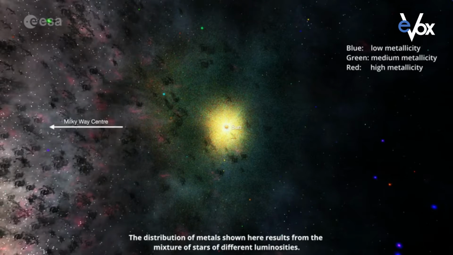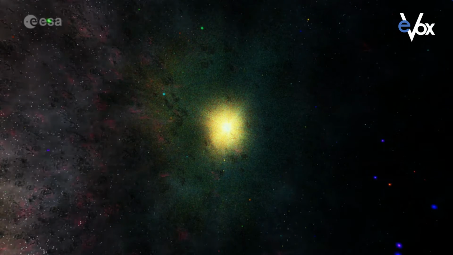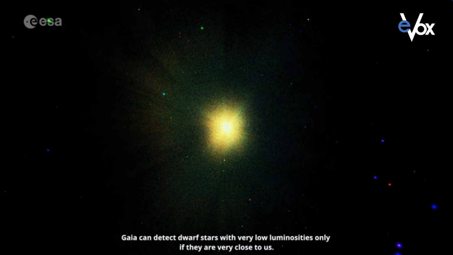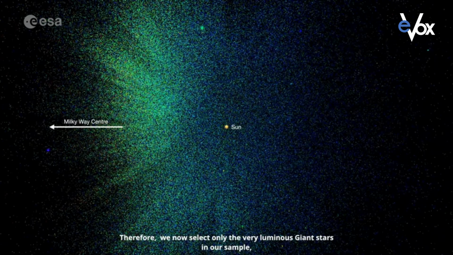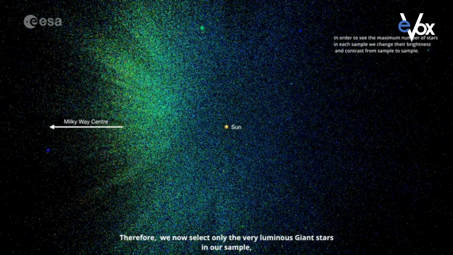The distribution of metals shown here results from the mixture of stars of different luminosities. Gaia can detect dwarf stars with very low luminosities only if they're very close to us. Therefore, we now select only the very luminous giant stars in our sample, which can be detected by Gaia even at a distance of several thousand light years.